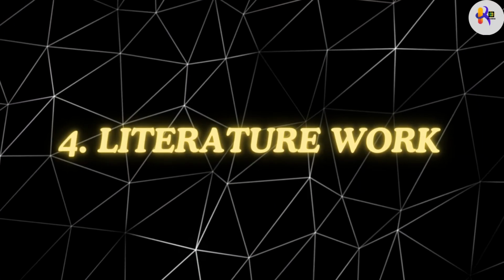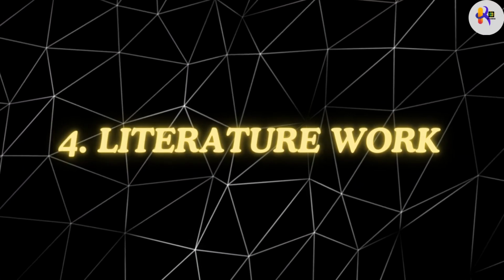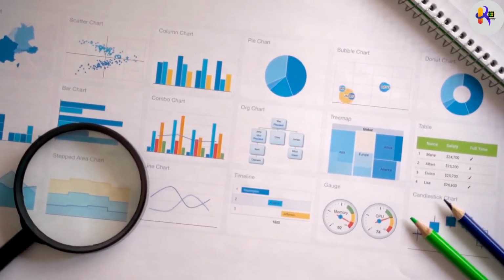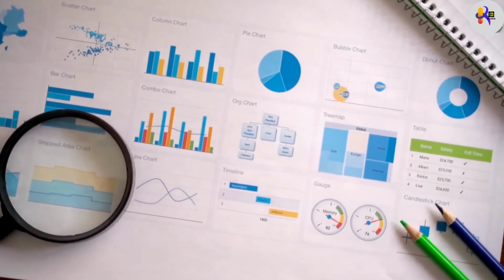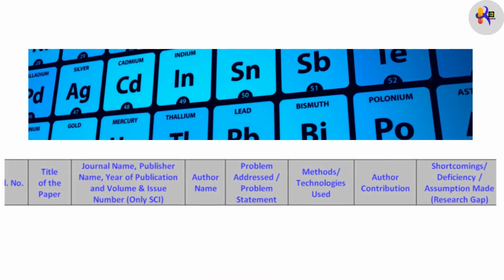Point number 4. Literature work. Now comes the literature work. This section shows what research or projects you reviewed before starting. Instead of copying large paragraphs, present it smartly. Use tables, comparison charts, or bullet points as per the table given.